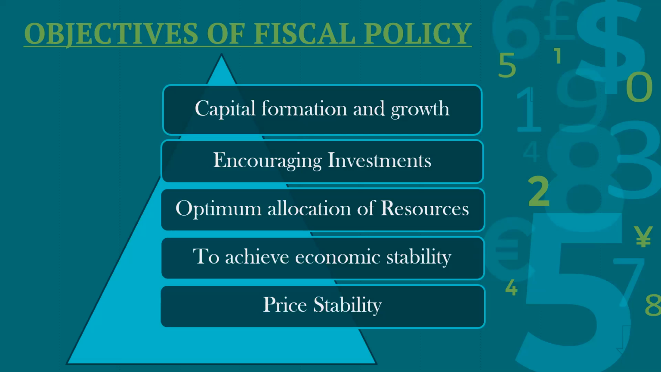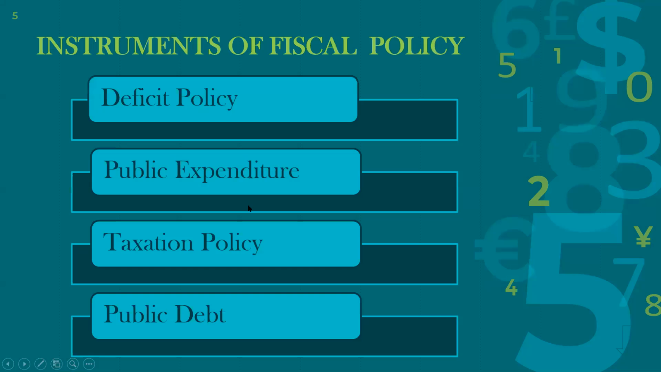Next slide. Then the next one is the instruments of fiscal policy. First one is deficit policy and public expenditure, taxation policy, and public debt. Those are the instruments of fiscal policy. First one is deficit policy.